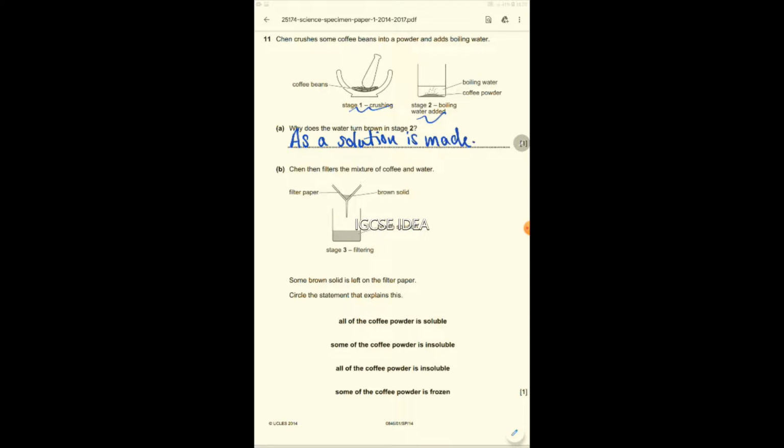Chen then filters the mixture of coffee and water. Some brown solid is left on the filter paper. Circle the statement that explains this. Okay, the brown solid. So let's see. All of the coffee powder is soluble? No. Then why would there be brown solid left on the filter paper? Some of the coffee powder is insoluble. Yes. All of the coffee powder is insoluble? No. All of the coffee powder is frozen? That's silly.